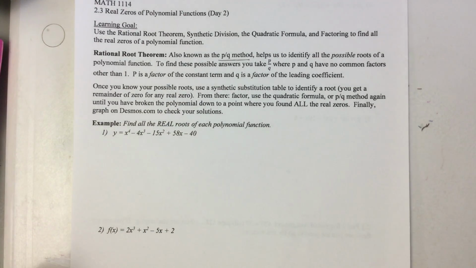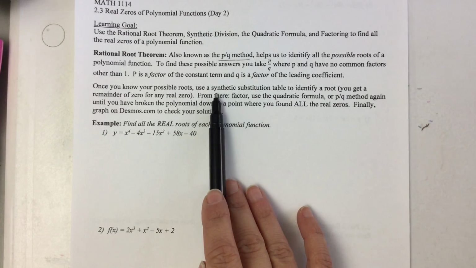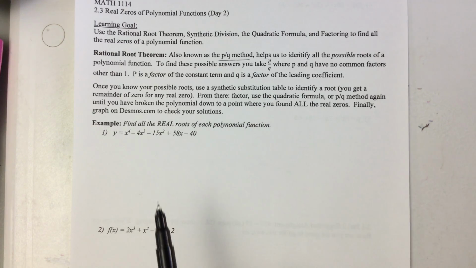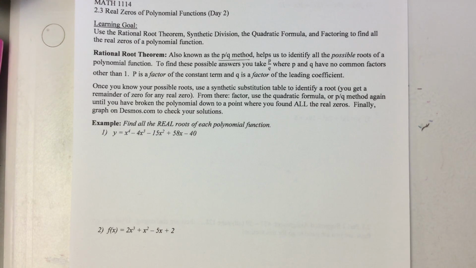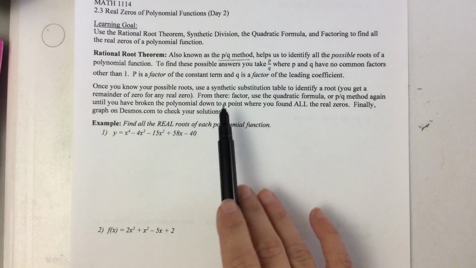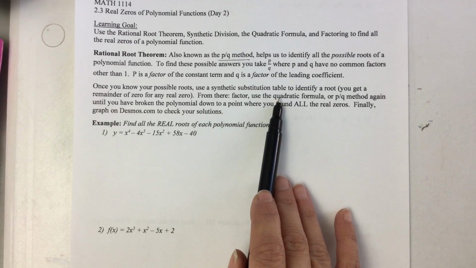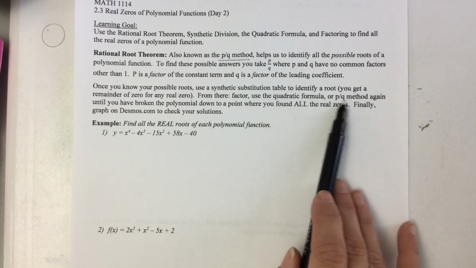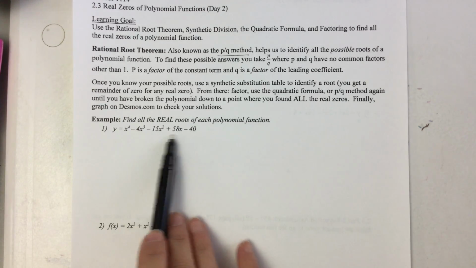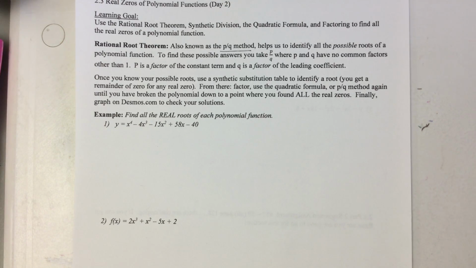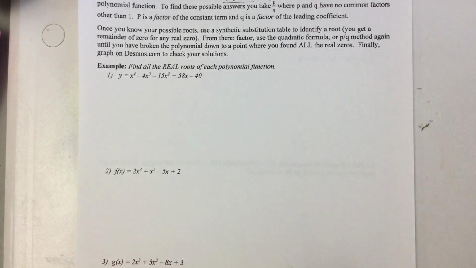To find out which ones are our actual solutions, we use synthetic division in a synthetic substitution table. We know that we found a solution if we end up with a remainder of 0. Every time we pull out one solution, we break down the polynomial a little bit more. From there, we look at what we have remaining. See if we can factor it. Maybe we can use the quadratic formula. If those two things don't work, you can do the rational root theorem again. We keep breaking down the polynomial until we have found all of the real zeros. Finally, we want to check our work to make sure we have accuracy. So we will go on to Desmos.com, plug in our polynomial function, and see where it crosses or touches the x-axis. So without further ado, let's get this party started.